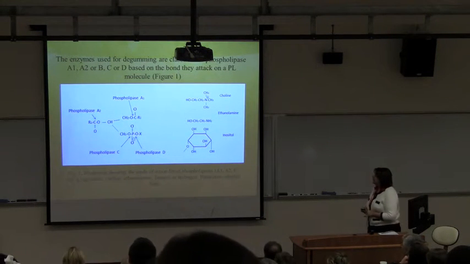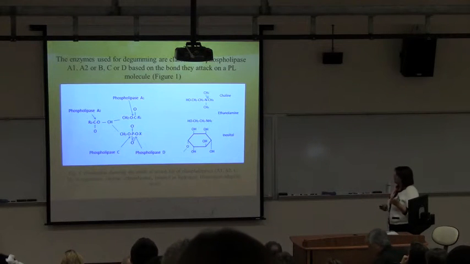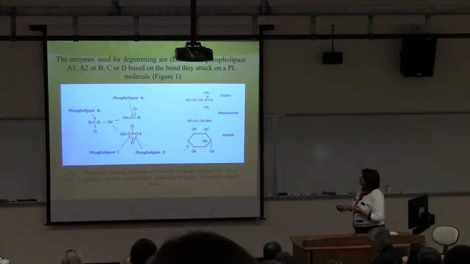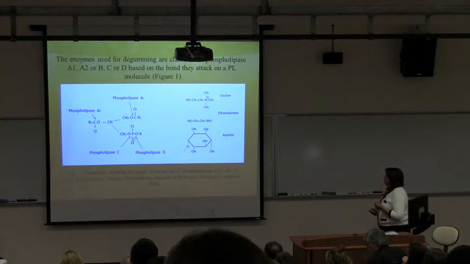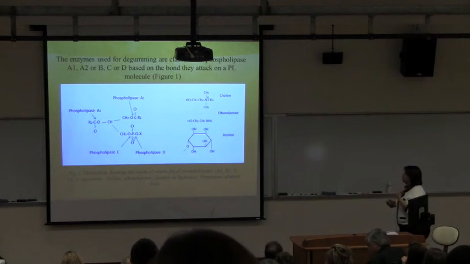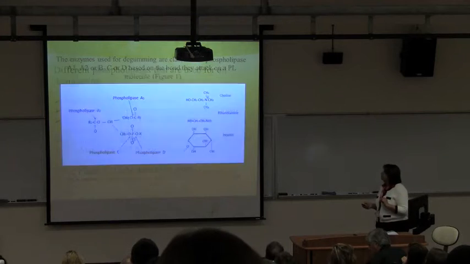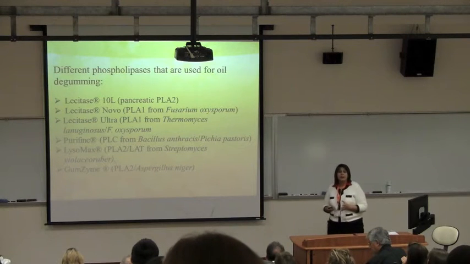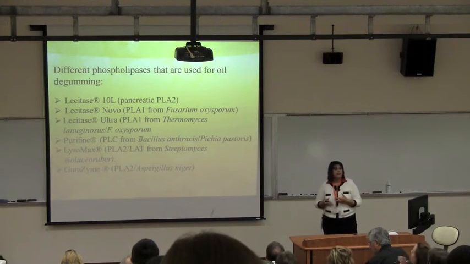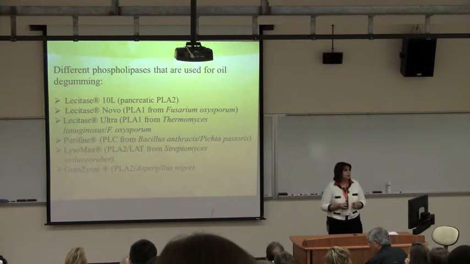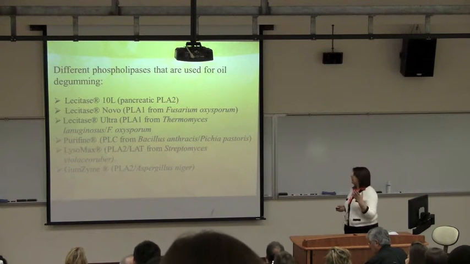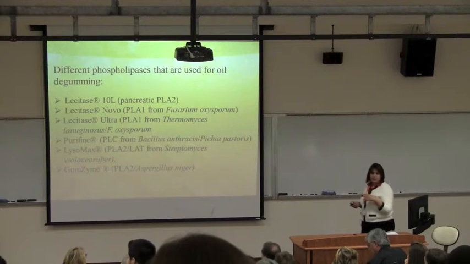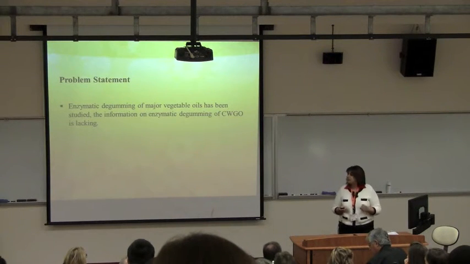In this figure, we can see the classification of the enzymes for degumming: phospholipases A1, A2, B, C, or D, depending on the bond attacked in the phospholipid molecule. Different phospholipases can be used for degumming, like Lecitase Ultra, Lecitase 10, Lecitase Novo, Purifine, Lysomax, and Gumzyme. I used Lecitase Ultra, Lysomax and Gumzyme, and Purifine is not commercially available for the public.